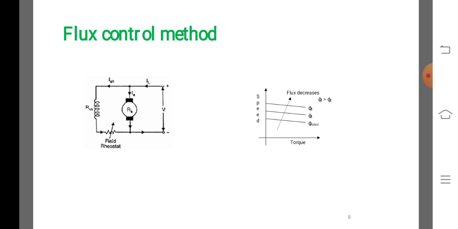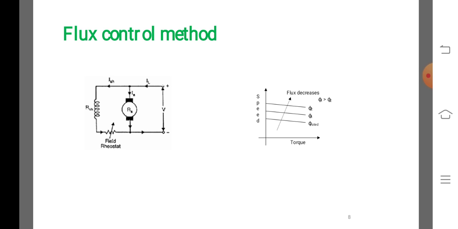The shunt field rheostat reduces the shunt field current I_SH and the flux Φ. Therefore, we can only raise the speed of the motor above the normal speed. Generally, this method permits an increase in speed in the ratio 3:1. Wider speed ranges tend to produce instability and poor commutation.